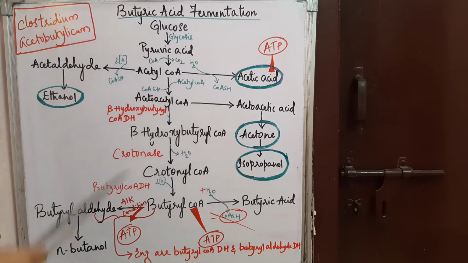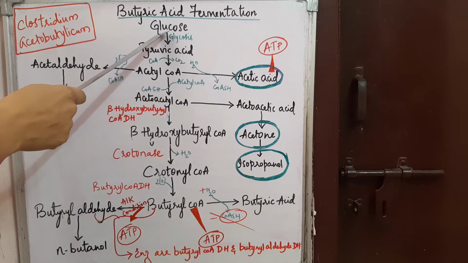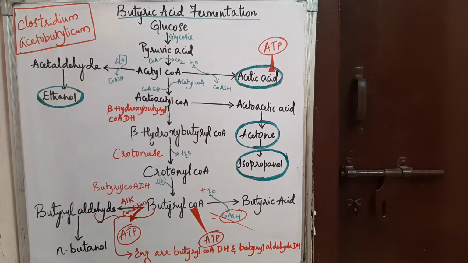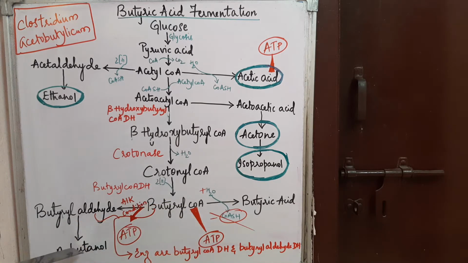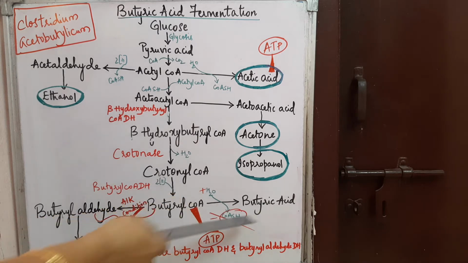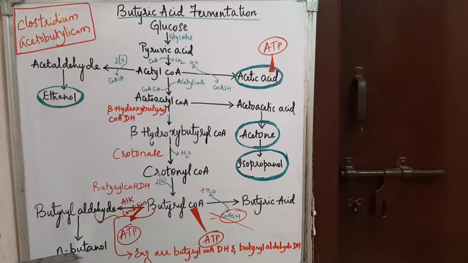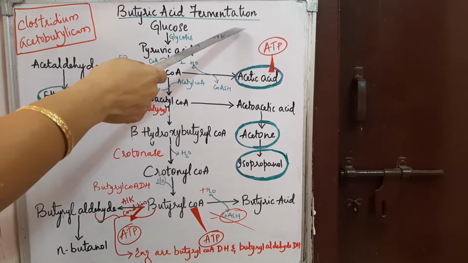Okay. Now if you see here, glucose is a precursor and we have several end products. Our main aim is formation of butyric acid and N-butanol. These are the two end products that we require because we are studying butyric acid fermentation.